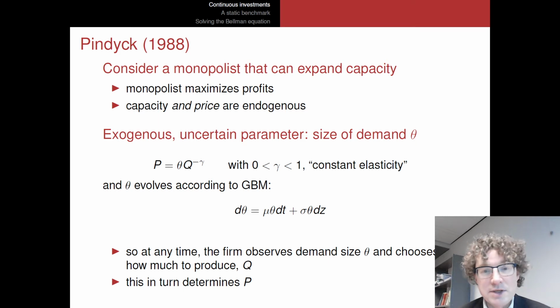So what's going to happen here is, this monopolist is going to observe what is the size of demand, what is my demand form today, this year, and then it's going to choose how much quantity this firm is going to produce, how many goods it is going to sell into this market. And of course, as things go, quantity is going to determine prices here.